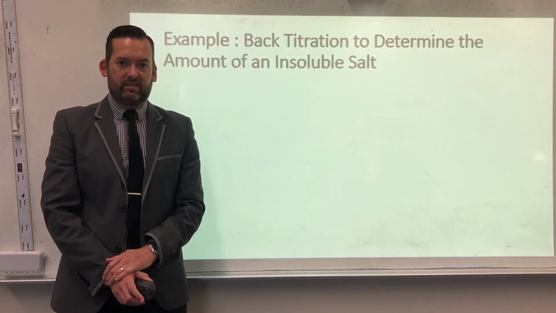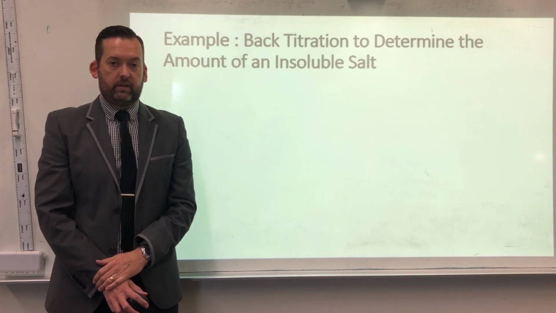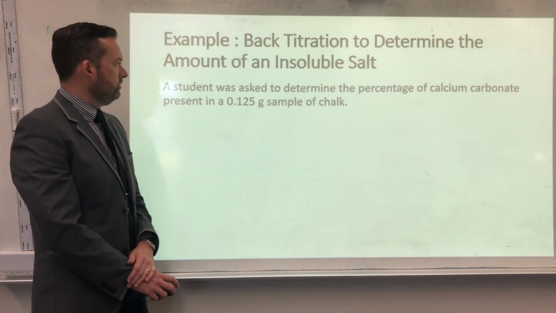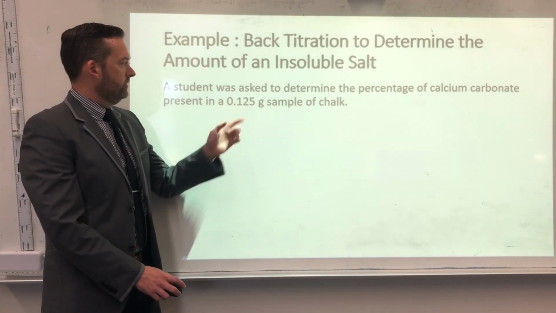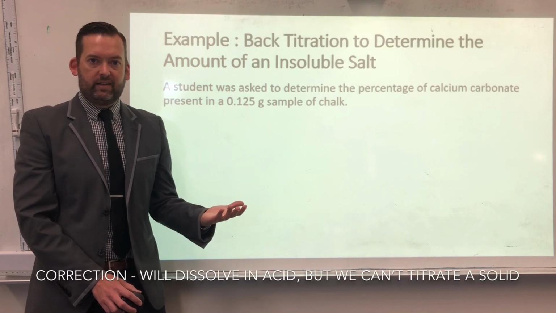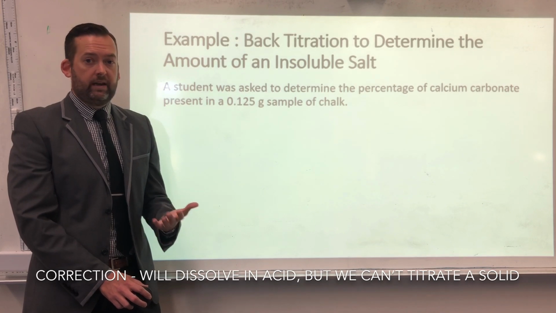So here's a simple example of a back titration. What we're going to do is we're going to look at an insoluble salt. The insoluble salt we're going to look at is calcium carbonate. So a student was asked to determine the percentage of calcium carbonate in a 0.125 gram sample of chalk. So they've got a chalk from the teacher. How much of this is actually calcium carbonate? So it's an insoluble substance. It won't dissolve in the acid. We can't do a titration with it.